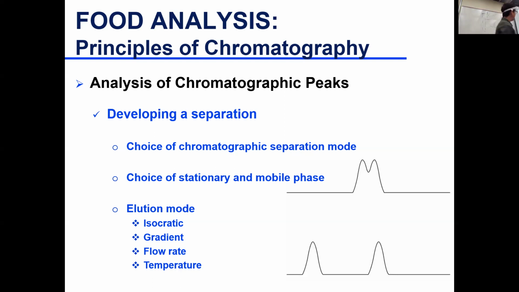Okay, so these things, we call them elution mode, whether isocratic or gradient, the flow rate, and the temperature, which we can control by putting our HPLC column in an oven.